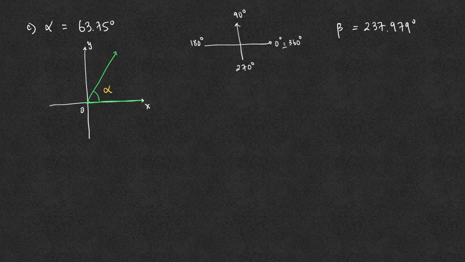For beta equal to 237.98 degrees, first we would put in the orientation. The initial side is still the positive horizontal axis. The angle 237 degrees is more than 180 but less than 270 degrees. And so we would put in the terminal side, and this is a positive angle, so we would go counterclockwise. This is the angle beta.